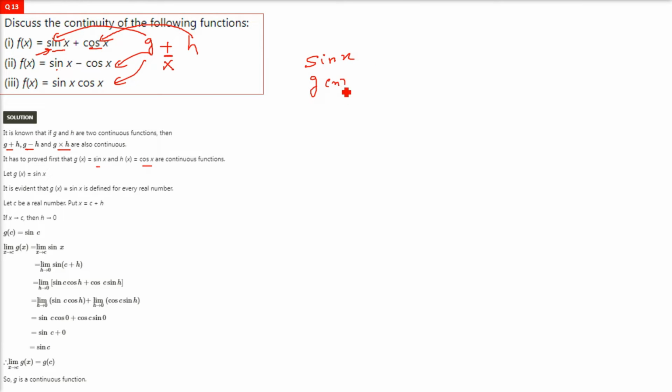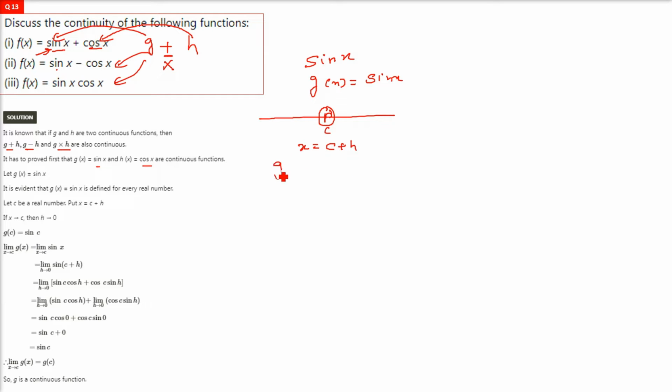So this g of x is our sin x, we assume it to be sin x, and since sin x is defined for every real number, let us take any value c or k, whichever you want. So at this point c, let's check whether it is continuous or not. So what we do here is, we are taking c as constant, and x is approaching c.